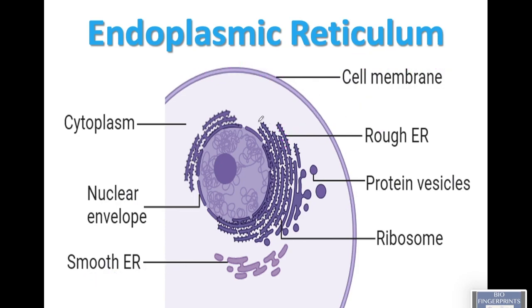So at the outer end, ER is connected with the cell membrane. So this is the cell membrane, and this is its outer end, because the endoplasmic reticulum at its outer end is close to the cell membrane. And at the inner end, endoplasmic reticulum is connected with the nuclear membrane or the nuclear envelope. So this is its inner end and this is its outer end.